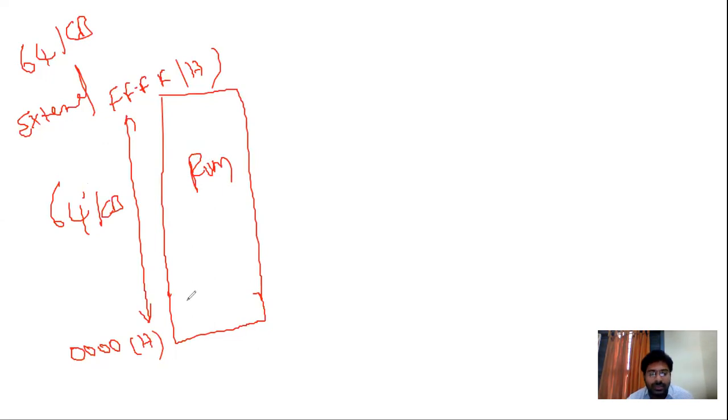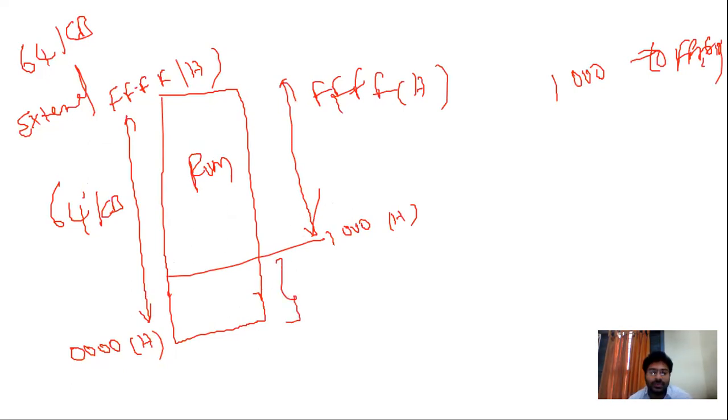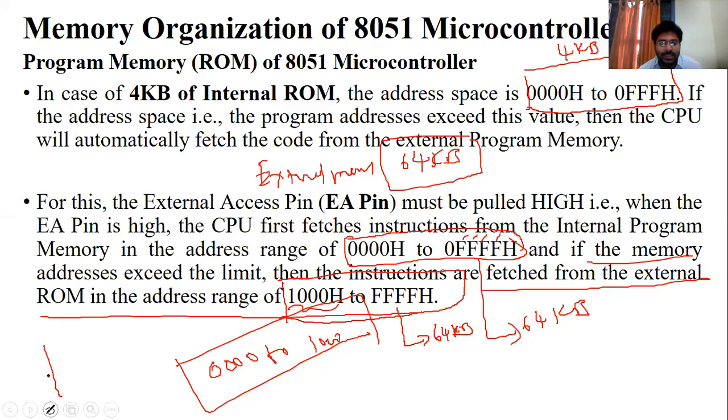But here they can mention 1000 to FFFH. So it starts in this case. Let's do this. A two-way accessing is possible. So what about this remaining space in this one? What about that remaining space?